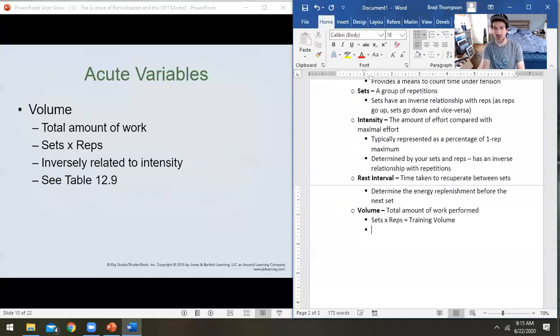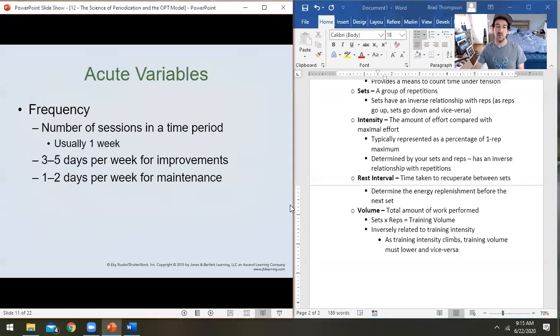So this is also inversely related to training intensity, right? As training intensity climbs, training volume must lower and vice versa, right? So these are going to be inversely related to each other.